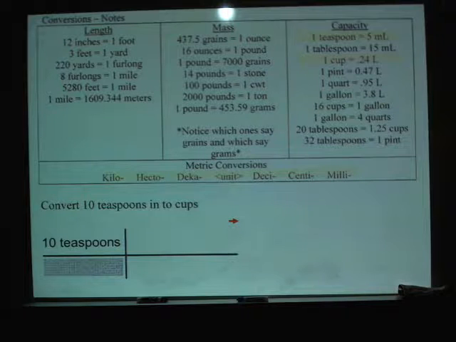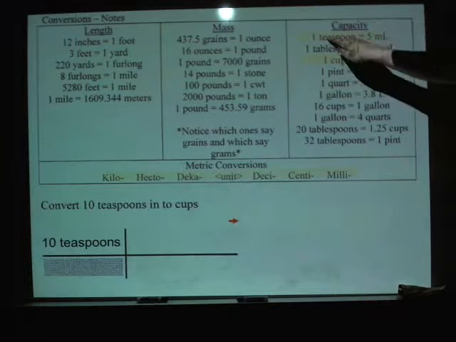All right, last question here. Another capacity question. As you can see, we've done 2 of each now. This one's a little bit different because here we're going to convert teaspoons into cups. And as you can see with the 2 I've selected here, you'll notice there's no actual direct connection between these.